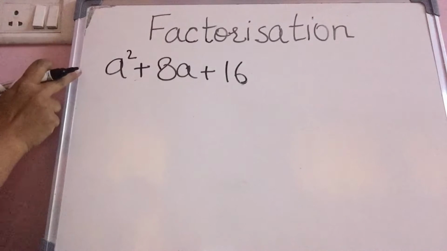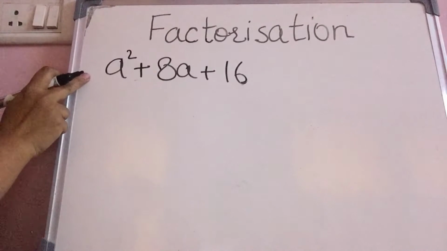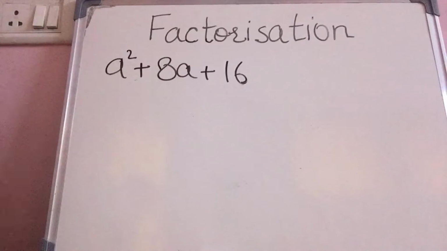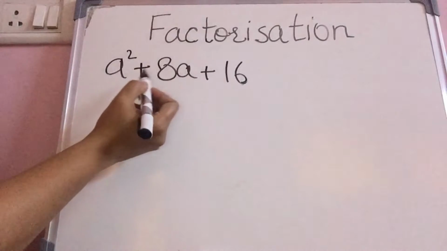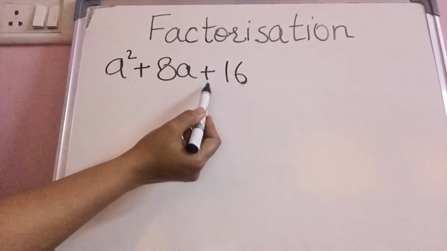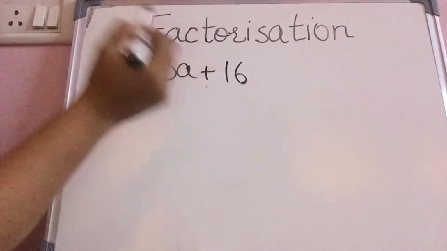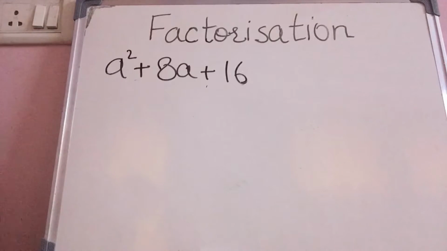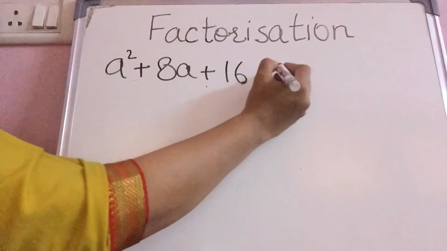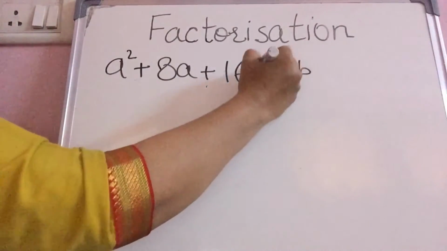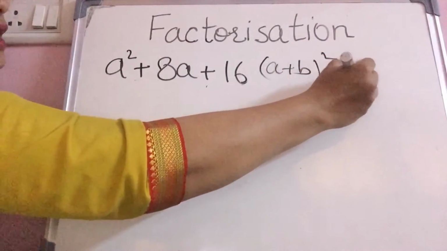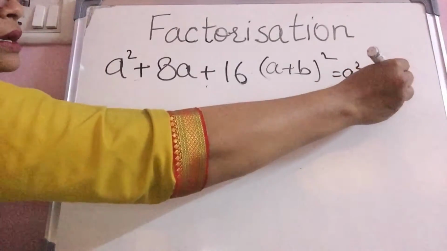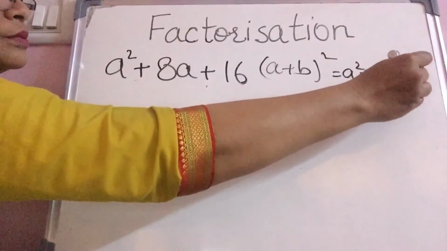Suppose we have this question to be factorized by using identities. So first we'll think which identity we have to use. Here we have plus sign and here also we have plus sign. So in the first identity only we have all the plus signs. So we will use the first identity, that is (a plus b) whole square is equal to a square plus 2ab plus b square.